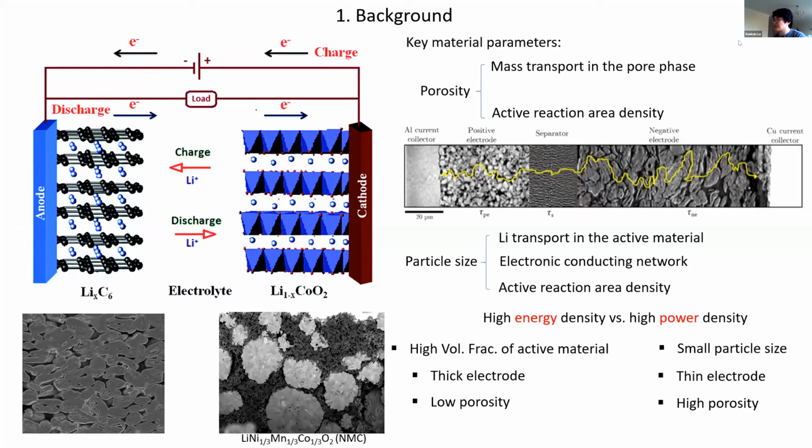So for the high energy application, most of the time people fabricate the electrode with a high volume fraction of the active material, and a thick and low porosity. For the high power application, the transport of the reactant is the key effect. So we tend to fabricate the electrode with thin thickness, high porosity, and small particle size.